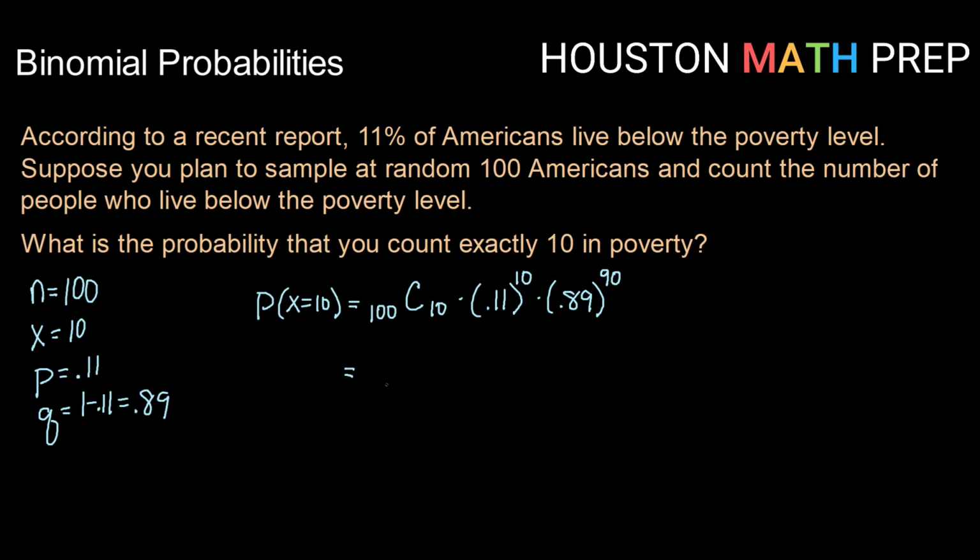If you were using your calculator, then that would be binomial PDF with your number of trials, 100, comma, your probability of success, 0.11, comma, your number of successes of interest, 10. Either way, you should get 0.1251, and that's rounded to the 4th decimal place. So the probability that you count exactly 10 in poverty is 0.1251.